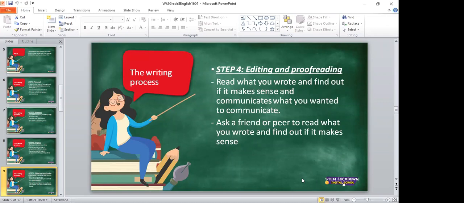And another thing you can do, especially when it's not in the exam or a test, is ask a friend or a peer, somebody next to you, to read what you wrote and find out if they can understand it. Unfortunately, this is not something you can use in the exam. But if it is a class assignment or something like that, then please ask somebody else to read what you wrote.